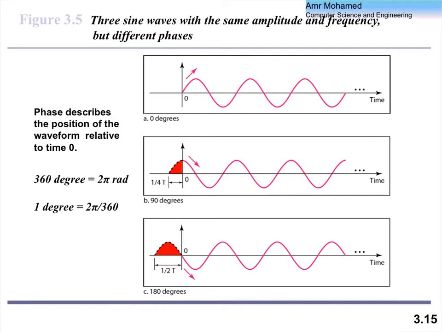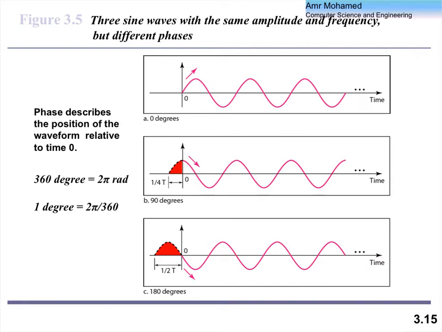Another very important parameter of the signal. So far we talked about analog signals and digital signals, and then we talked about the periodic signal as a type of analog signal, the simplest form of an analog signal. In this analog signal, we talked about very important parameters that characterize it: amplitude and frequency. And now we talk about another very important parameter, which is the phase. The phase is the amount of lag that this signal has in the time domain.